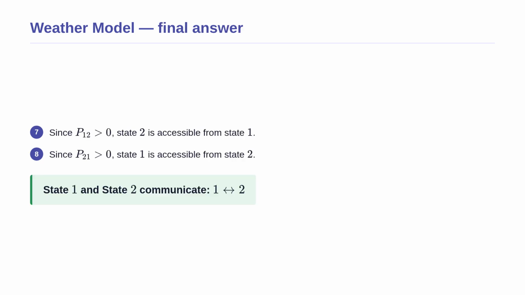Now let us finalize our weather model analysis. Because the probability P12 is greater than 0, we know that state 2 is accessible from state 1. Similarly, because P21 is greater than 0, state 1 is accessible from state 2. Since both directions are mathematically possible, we can confidently use our double-headed arrow notation. Our final answer is that state 1 and state 2 communicate. Physically, this means our weather system will never get permanently stuck in just one state. It will always eventually transition back and forth between sunny and rainy days.